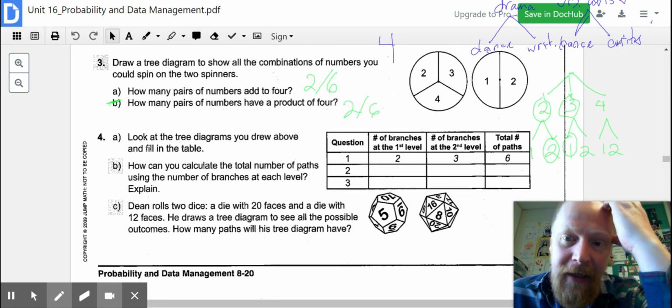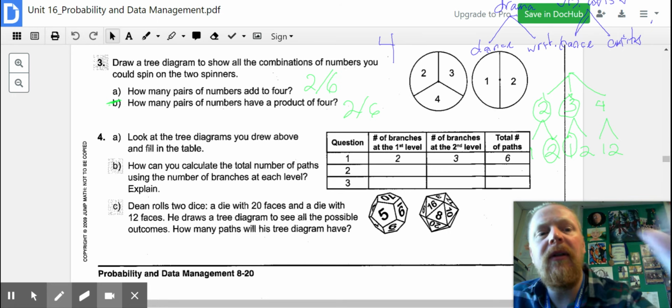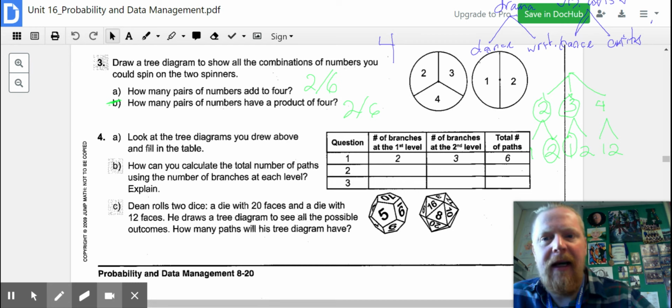Number 4. I'd like you to try this on your own. Instead of doing tree diagrams, they want you to look at the tree diagrams we did before and just fill in the chart. So number of branches at the first level, number of branches at the second level, number of paths total. Okay, so when we take a look at number 2, that of course is going back to question 2. Actually, while I've got question 3 here, I'm just going to fill this one in. There were 3 branches at the first level of this one. There are 2 branches at each of the second level, and the total is 6 branches.